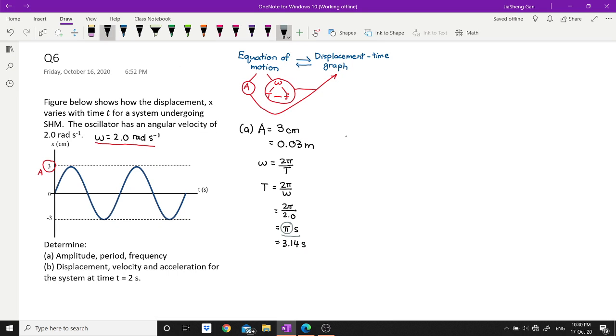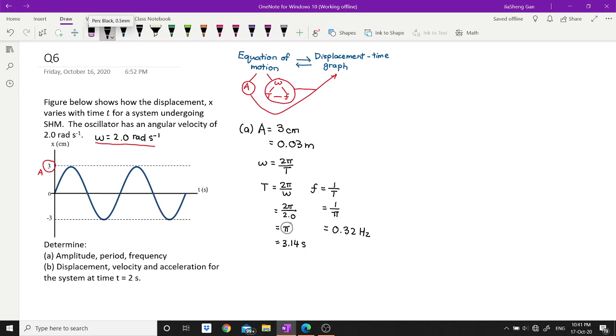So the next thing is the frequency. Frequency is 1 over T. This is where we apply our pro tip. Just 1 over pi. Don't put 1 over 3.14. Then the answer will be more accurate. So the answer will be 0.32 Hertz. I don't think you really need to write second here, because that's not your final answer yet. Getting our period and our frequency, we have successfully solved question A.